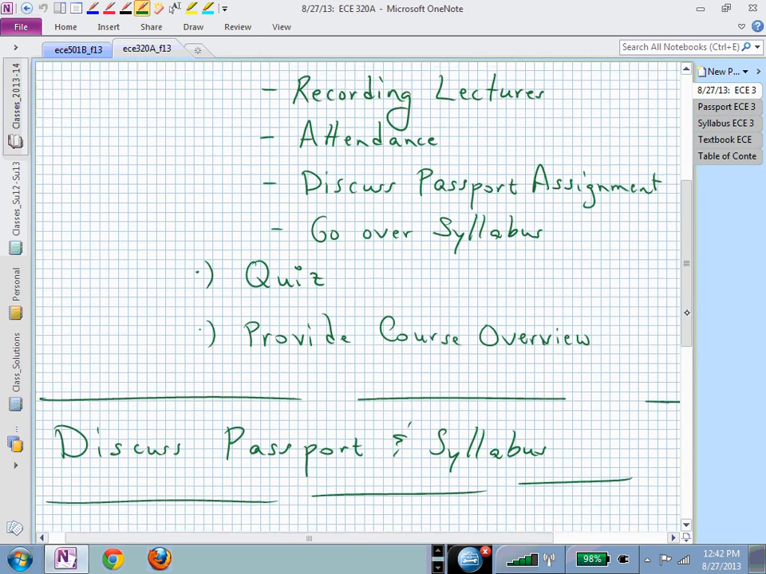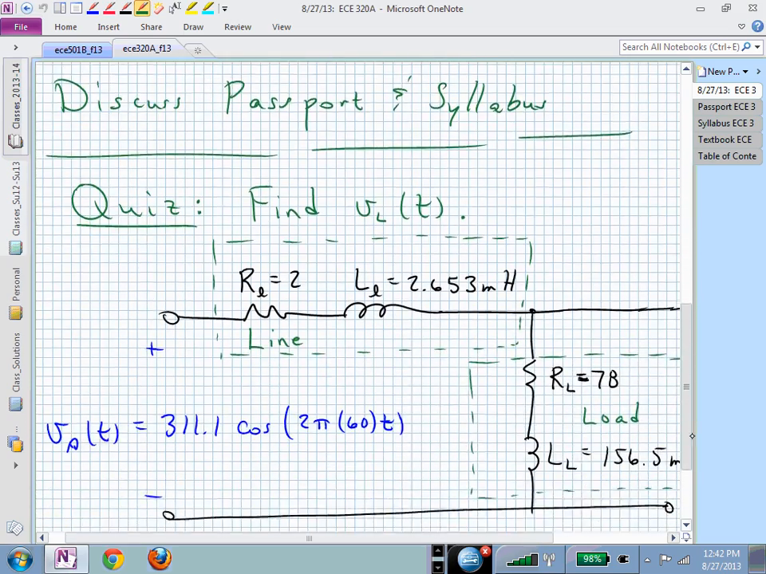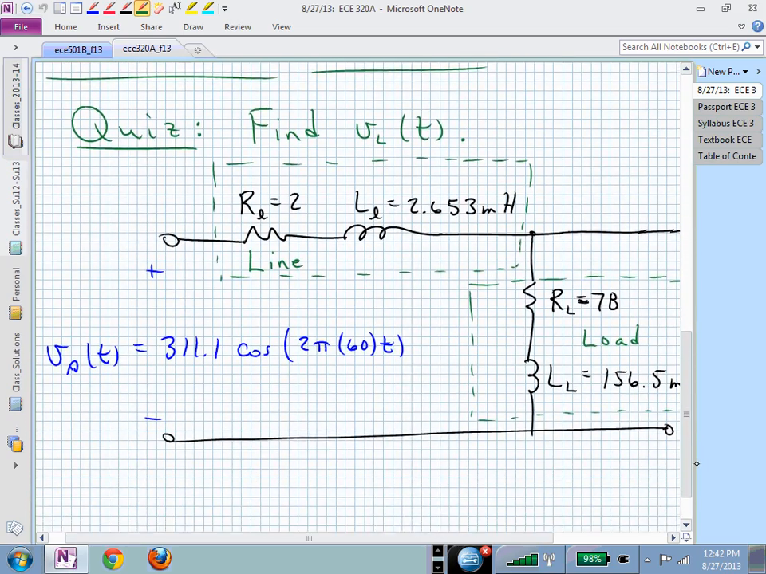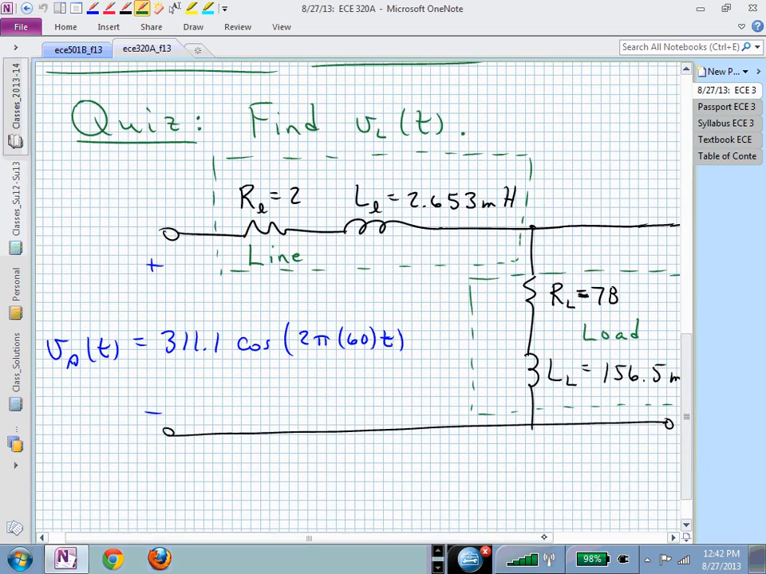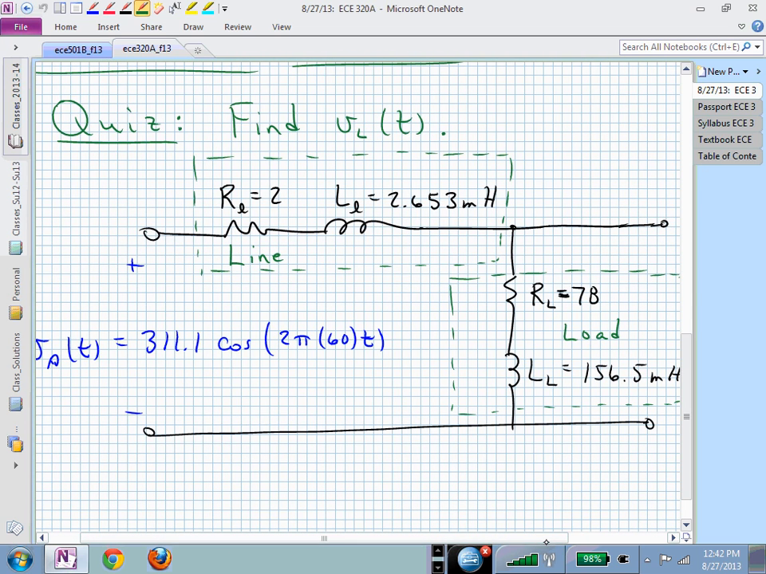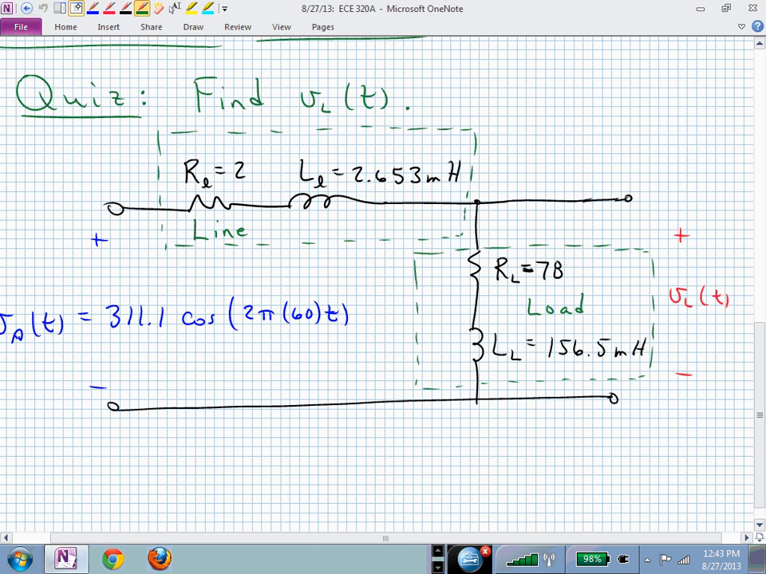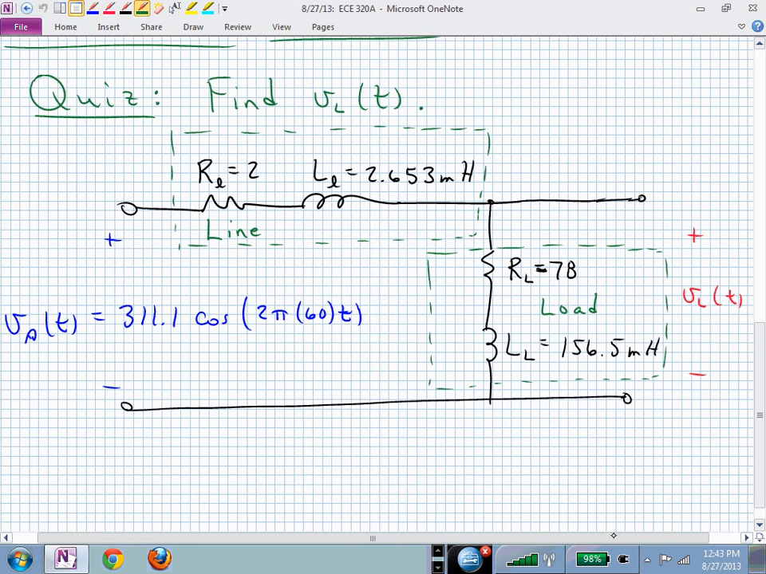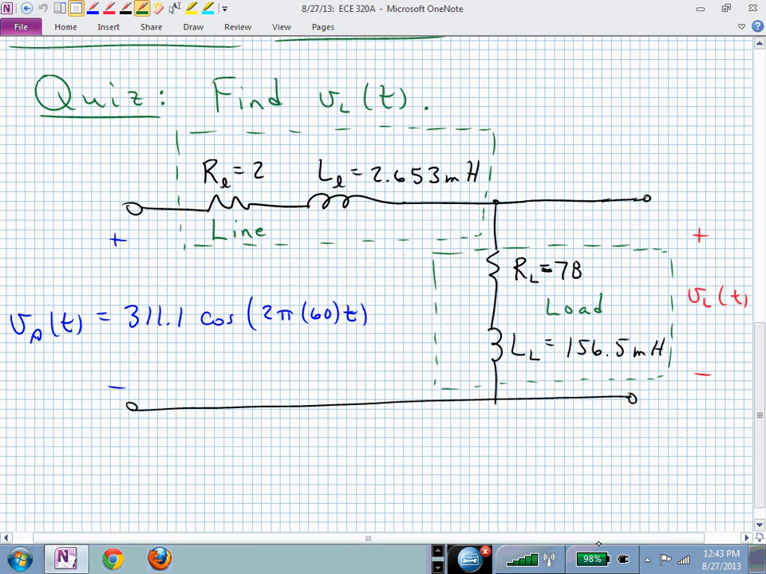We'll see. All right, we've done that. Now it's time for you. Here's a quiz. I want you to now find the output voltage, which is on the right of this circuit.